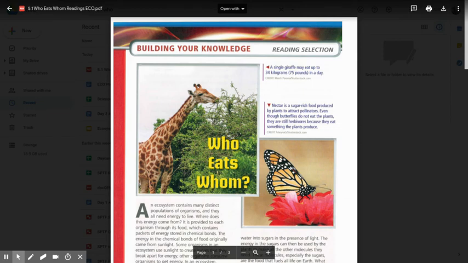Hello, learners. We are going to be reading aloud the article Who Eats Whom from the unit Ecosystems and Their Interactions.